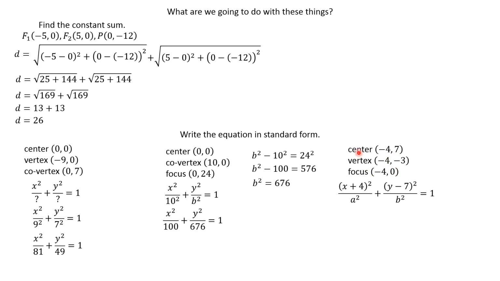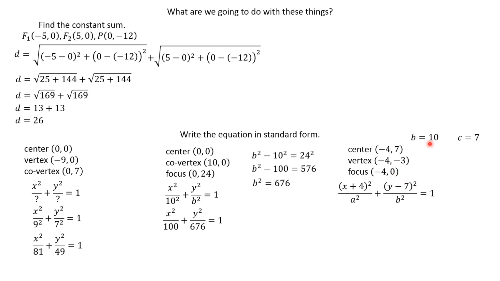And then let's look to see what we have. So the vertex is how far away from the center? Well, the x's aren't changing, which means it's going to be vertical. To get to the vertex, y is changing. And 7 to -3, how far is that? That's 10, which, being vertical, means that b equals 10. And the center to the focus, again, x isn't changing, but y is, and it's 7 away. So c equals 7.